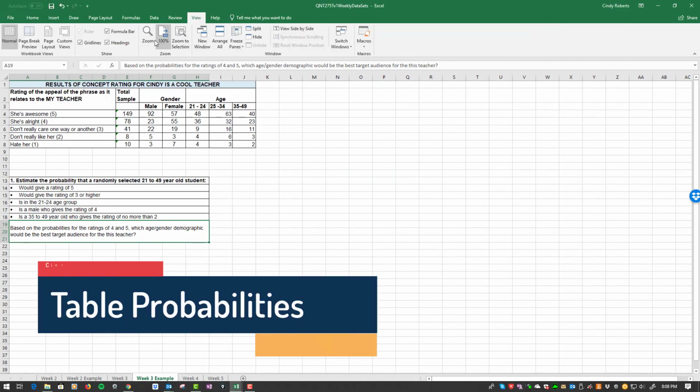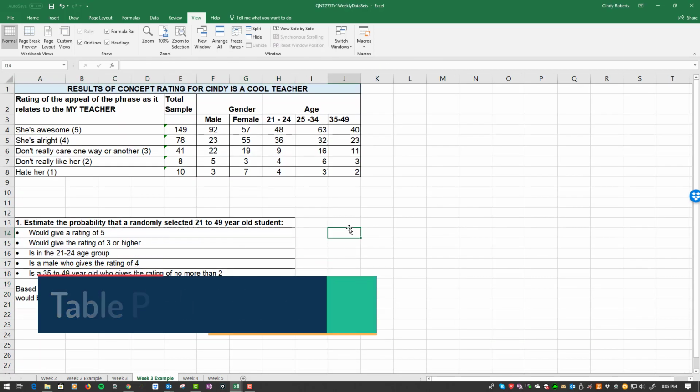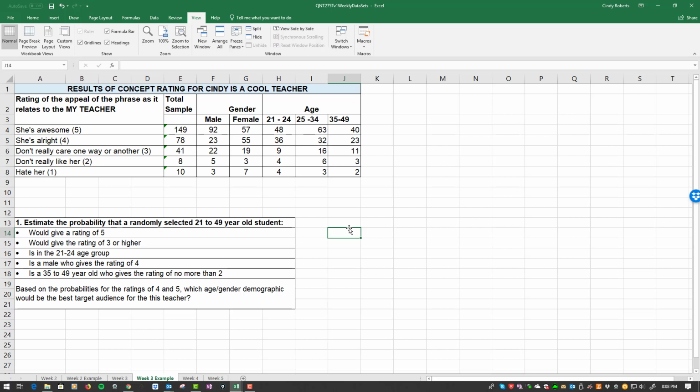Okay, let's say we want to find probabilities. Let me zoom that in. We want to find probabilities based off of table data. So here it shows the question, do you think Cindy's a cool teacher? Yeah, she's awesome.